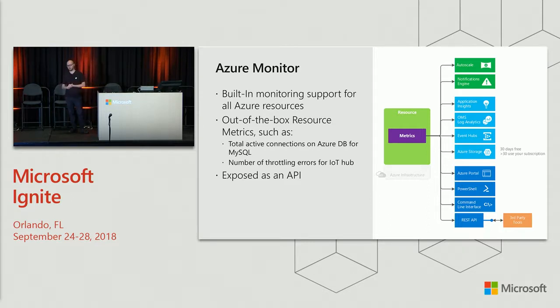And what information can it be? For example, total active connections to our SQL as a service database, or how many throttling errors we are getting on our IoT Hub namespaces. So essentially, this is an API, something that we can use to collect all of this information in one place.